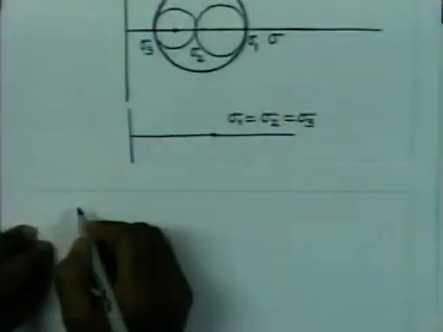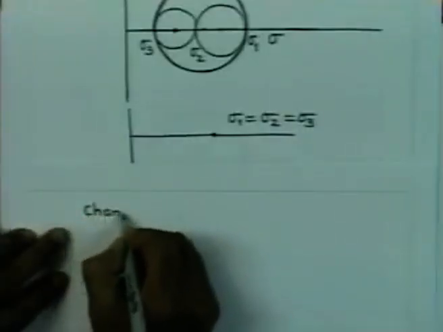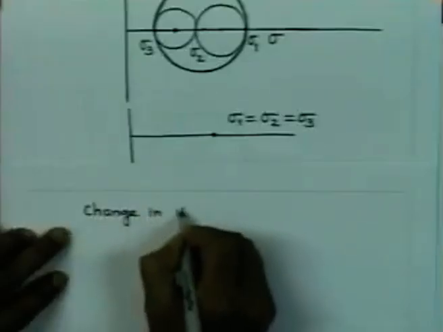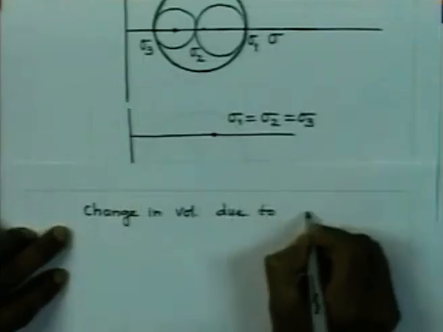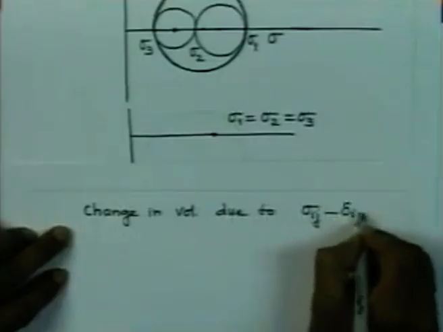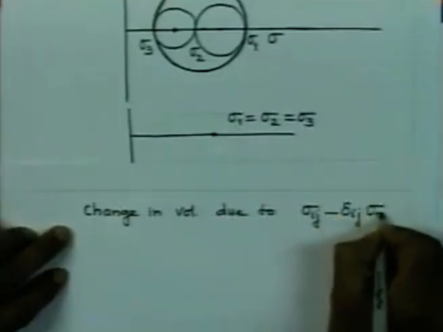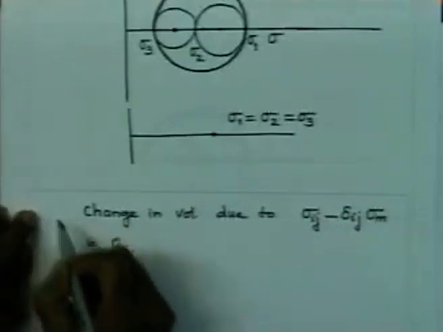Then other point I would like you to also consider, that the change in the volume due to the deviatoric part of the stress is 0. So therefore, the change in volume due to deviatoric part, that is sigma ij minus delta ij sigma m, is 0. So I would like you to derive this relationship.